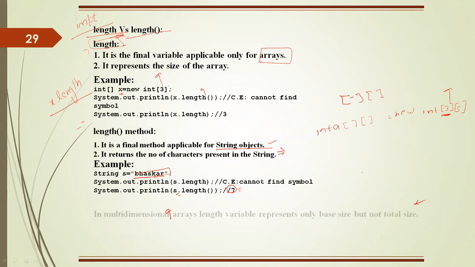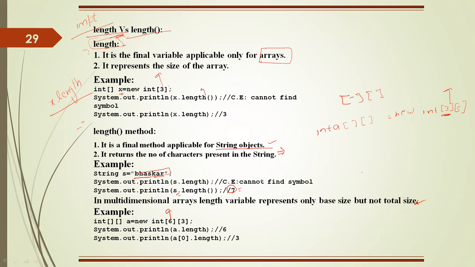Now length. Length is just a variable for arrays, and length is a method for strings. Length is a final variable applicable only for arrays. Final means you cannot change it. It represents the size of the array. For example, if you want to print the size of the array, use x.length. That's it. It will return 3.